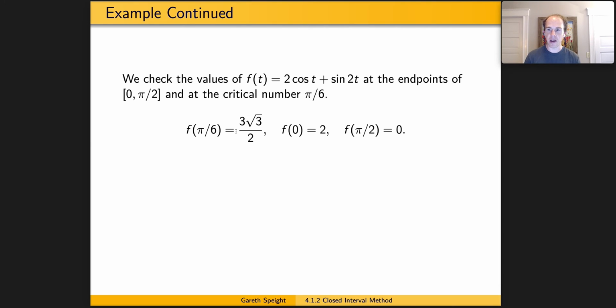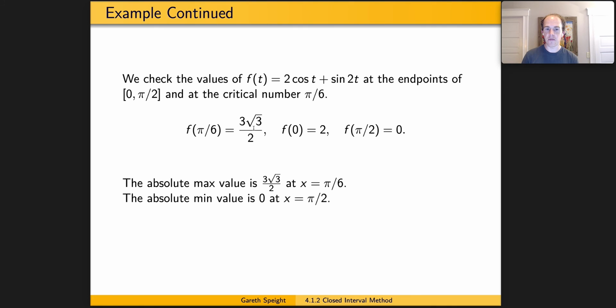And now step 3 is to pick the biggest one, and that should be the absolute max, and pick the smallest one, which should be the absolute min. The largest one is 3 square root 3 over 2. That's bigger than 2. So the absolute max is 3 square root 3 over 2, and that occurs when x equals pi over 6. And the absolute min is 0, and that occurs when x equals pi over 2. So we completed the problem, and we found the absolute max and the absolute min.